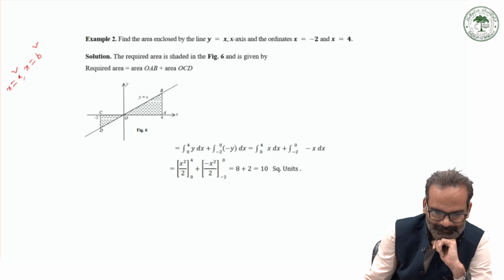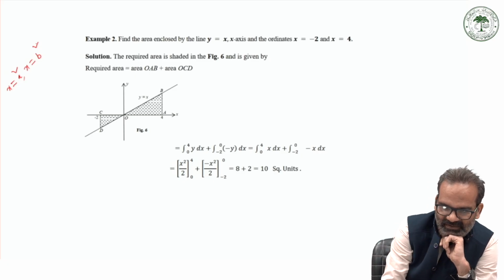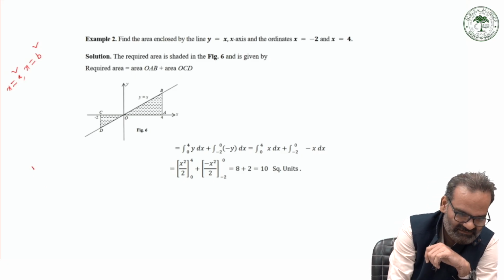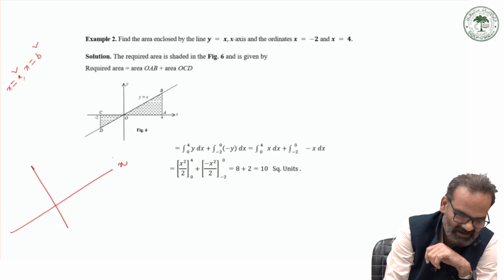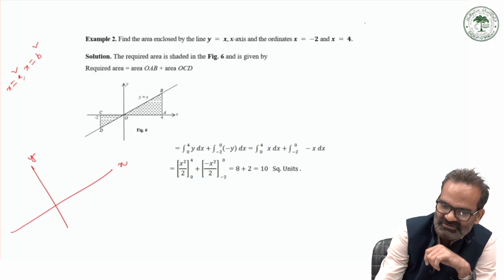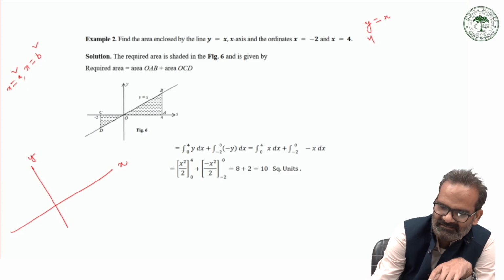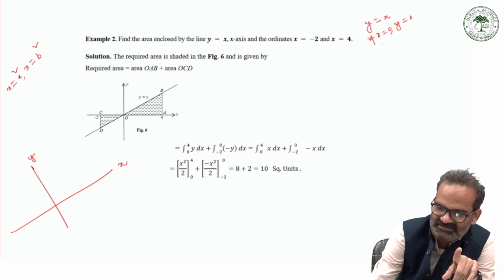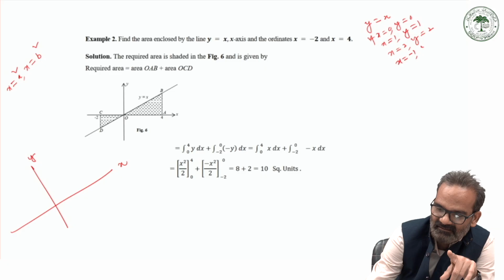Look at this figure. So y equals x. This is the x-axis, this is the y-axis. If you wish to draw the graph of y equals x, you all know this. If x is 0, then y is 0. It means it passes through the origin. X is 1, then y is 1. X is 2, then y is 2, right? If x is minus 1, y is minus 1. X is minus 2, y is minus 2.